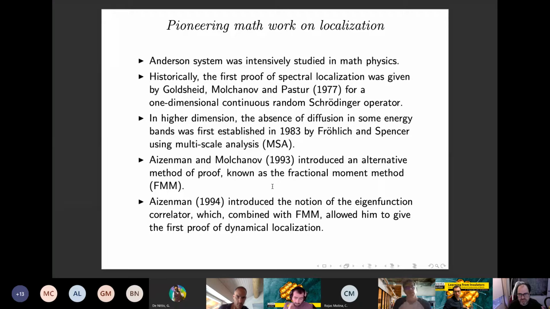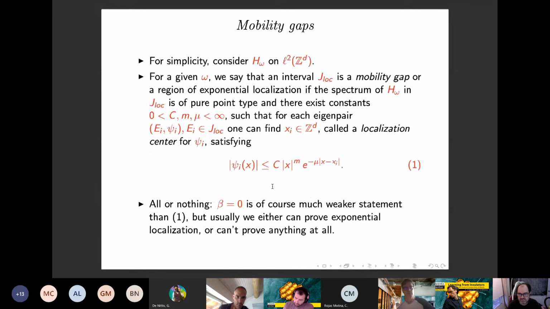And finally, about the same time, Aizenman came up with the idea of how to prove dynamical localization. He introduced this concept of eigenfunction correlator. Okay, so what specifically do I mean by localization? Again, I will consider just operators on Z^d for simplicity, and so for a given configuration omega, I will say that an interval is a mobility gap if two things occur.